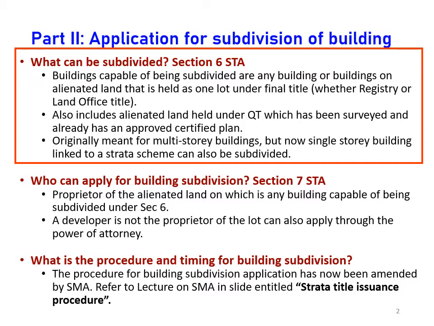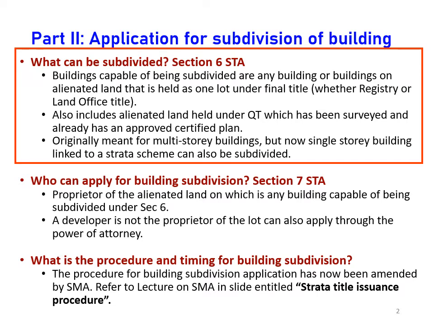Now, it says here, originally meant for multi-story. So before, Strata Titles Act was meant for multiple story buildings, bangunan tinggi, high rise. But now single story also can be subdivided. So that refers to townhouse. Previously, not only double story townhouse, but also single story townhouse can be subdivided, can be issued with strata title.